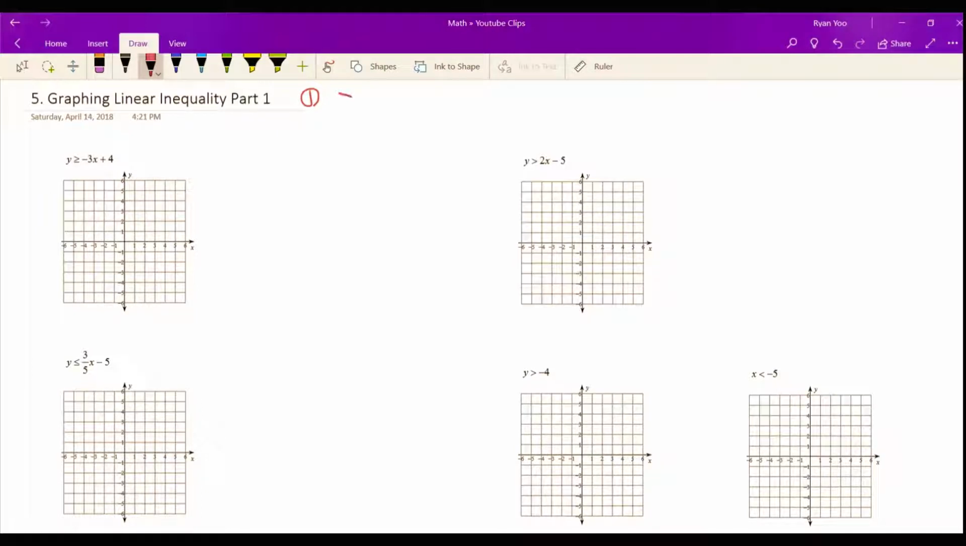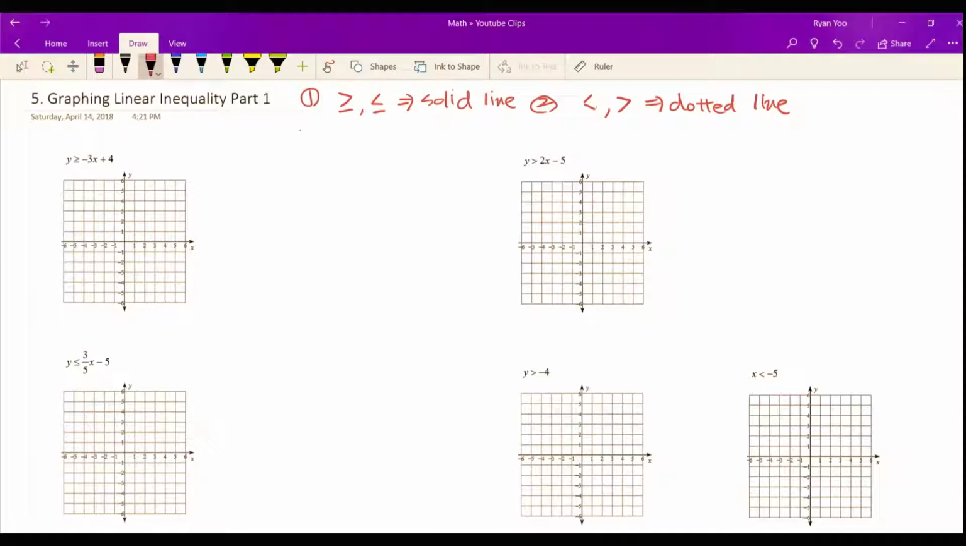First of all, greater than or equal to, or less than or equal to, they become solid, solid, okay, solid line. And number two, less than or greater than without the equal sign underneath, this becomes a dotted line, D-O-T-T-E-D, dotted line. So those are the two most important things.